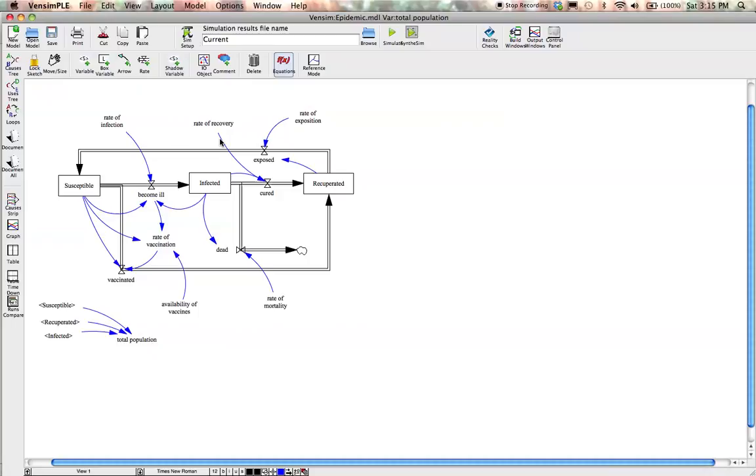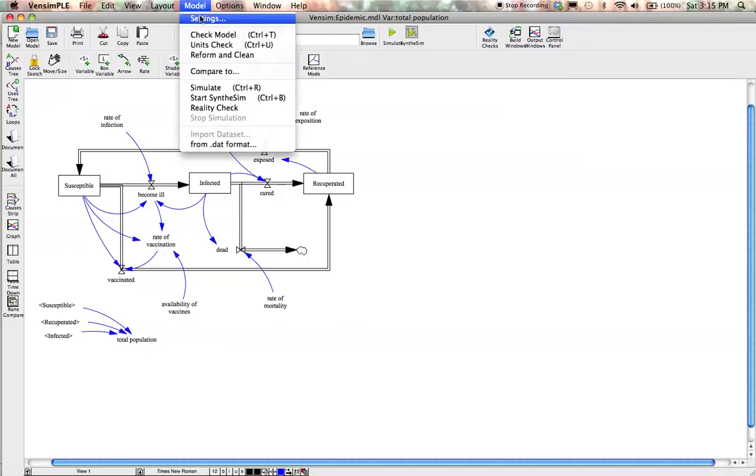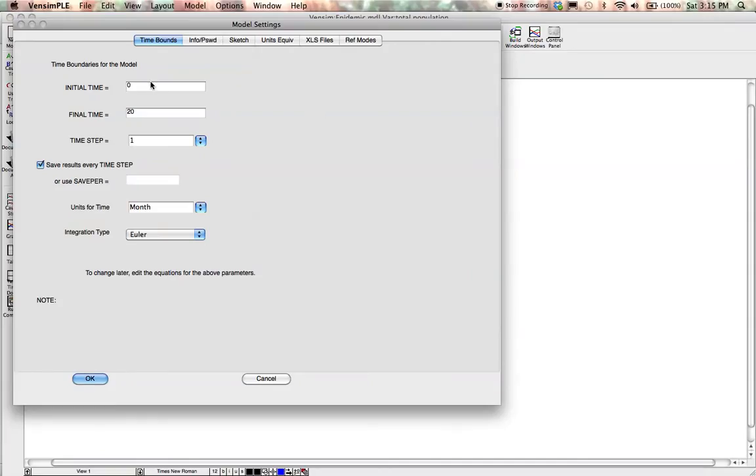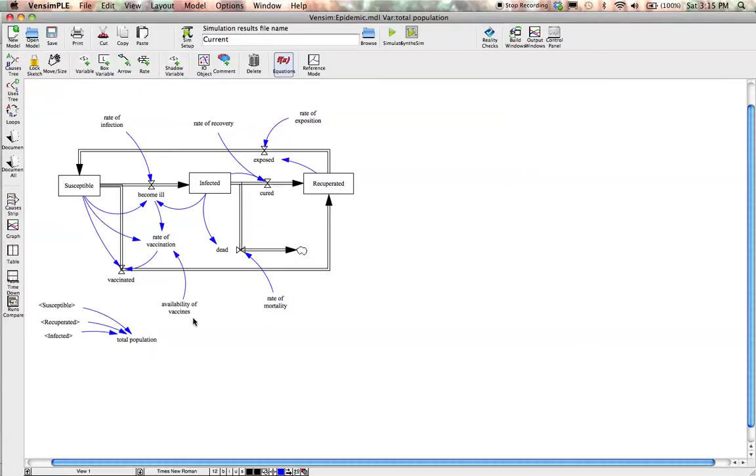So let's look at the model setup. If you look at the settings, this model is run from 0 to 20 months, with time steps of 1 month. That's fine. So this is a study over a 20-month period.